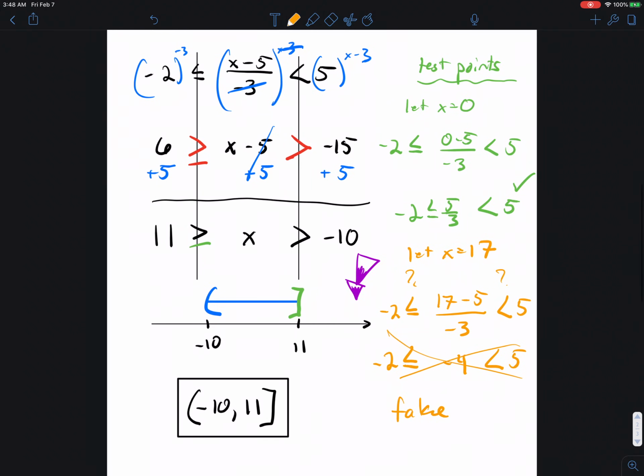Choose a few test points, right? Choose a few points that should make it true and test them out. Choose a few points that should make it false.